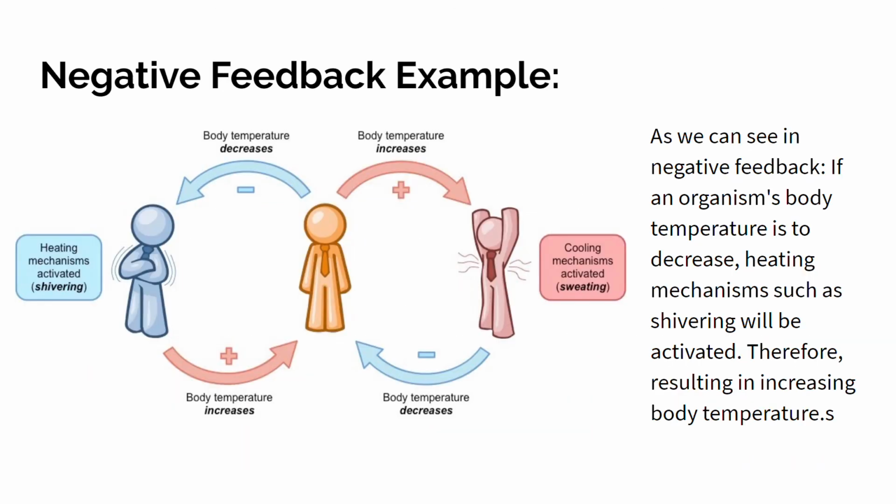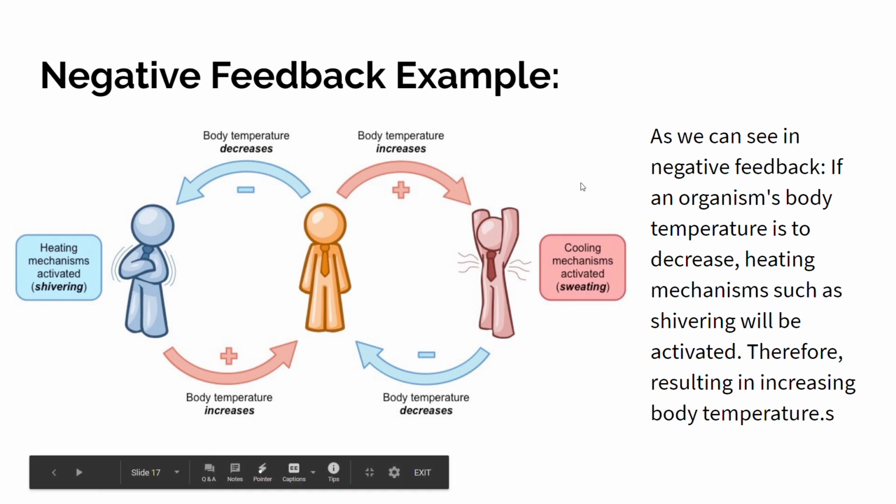The last slide, here we are. The negative feedback example, as we can see, I wrote on the right. If an organism's body temperature is to decrease, heating mechanisms such as shivering will be activated, therefore resulting in increased body temperature.